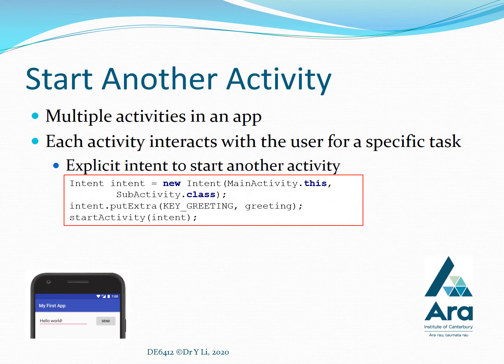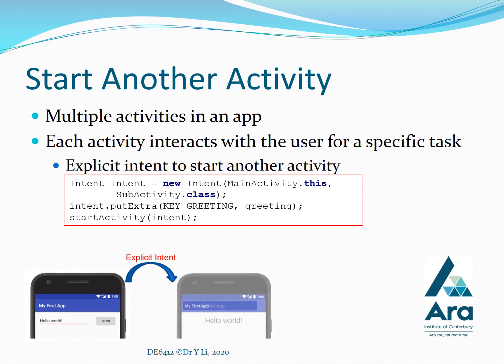Here's the Java code that creates an explicit intent and uses the intent to start a specific activity. This Java code is implemented in the onClick method of the button's onClick listener. When the user clicks the button, the target activity is started. We refer to this activity as a sub-activity.